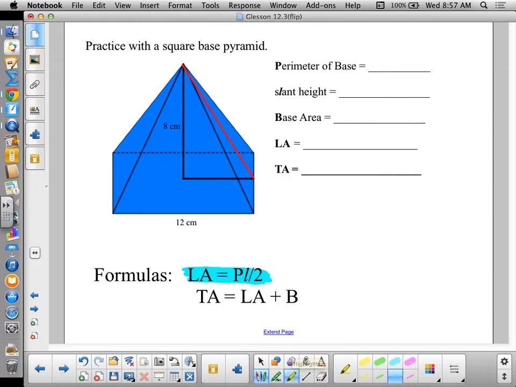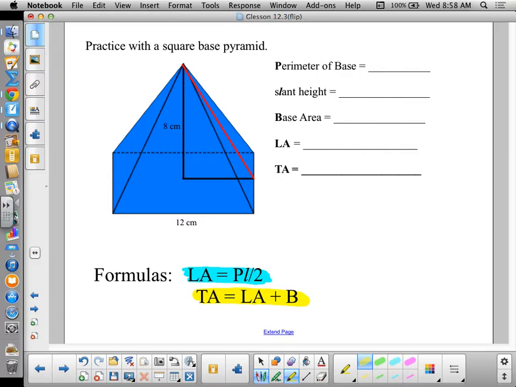So it's perimeter of the base times slant height now divided by 2, and the divided by 2 is because they're triangles. The total surface area is also a different formula for pyramids because unlike with prisms where there are 2 bases, pyramids only have 1 base. So it's the lateral area plus just 1 base. So actually it's a little bit easier. I don't have to remember to multiply the bases by 2.